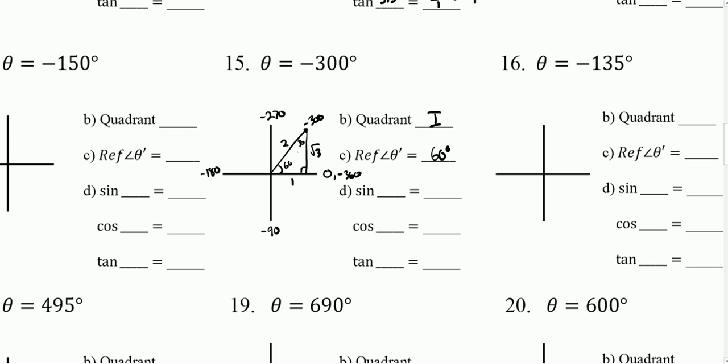We're in quadrant 1, so our height and our base length, our x and y values, are both positive. So the sine of negative 300 is going to be the opposite of the reference angle over the hypotenuse, so root 3 over 2. The cosine of negative 300 degrees is the adjacent to the reference angle over the hypotenuse, so 1 over 2. And the tangent of negative 300 degrees is the opposite over the adjacent, so root 3 over 1, which is just root 3.